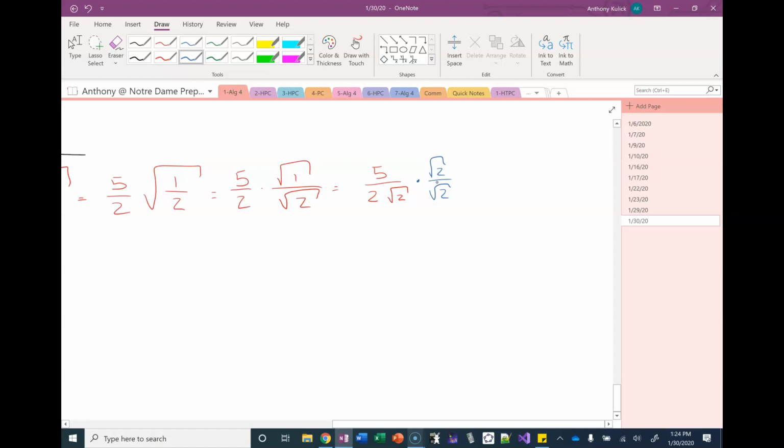How about that? Multiply the top and bottom by the square root of 2. Why is that going to get rid of the 2 in the denominator? It doesn't cancel it out. What we have now is that, right?